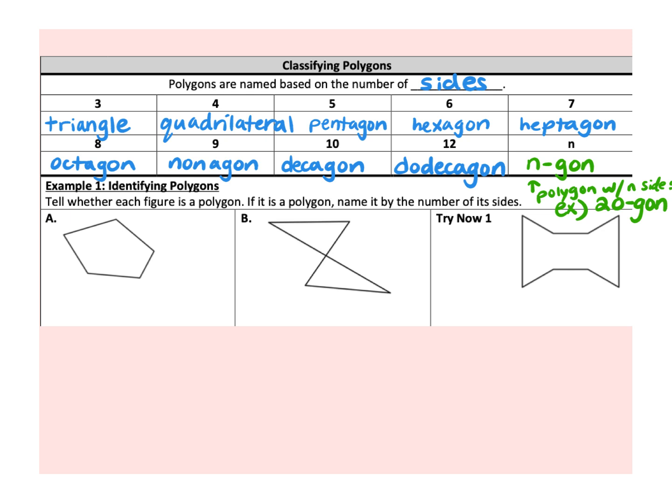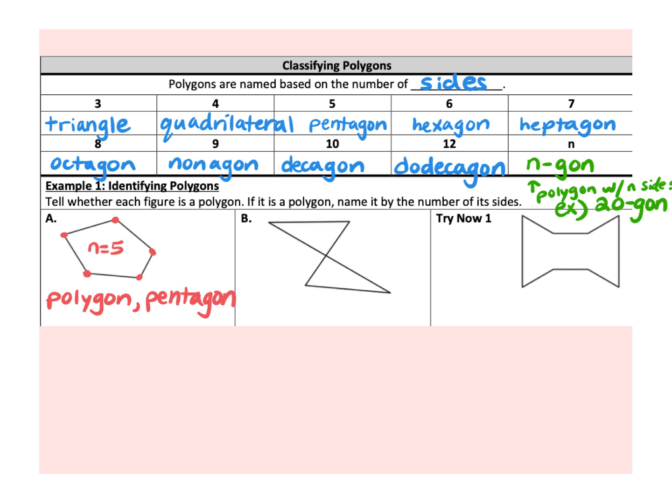All right, so now we are going to practice identifying polygons. You might want to refer back to the definition that we just filled out. Tell whether each figure is a polygon, and if it is a polygon, we're going to name it by the number of sides using the names up here. The first figure has all straight line segments. They connect at the endpoints. And if I count them up, there are 5 sides, n equals 5. That is a polygon. And a 5-sided polygon is called a pentagon.